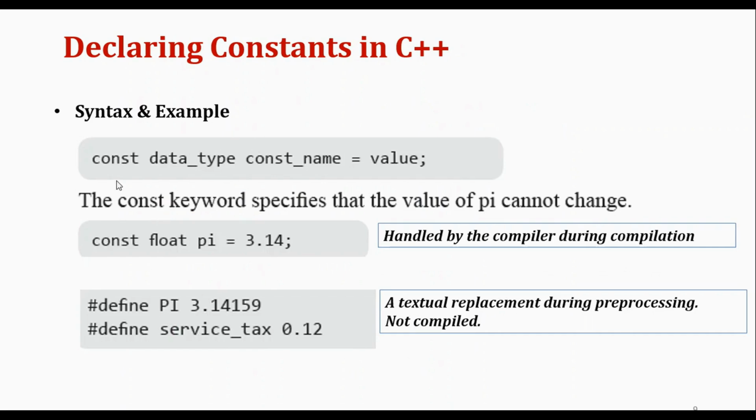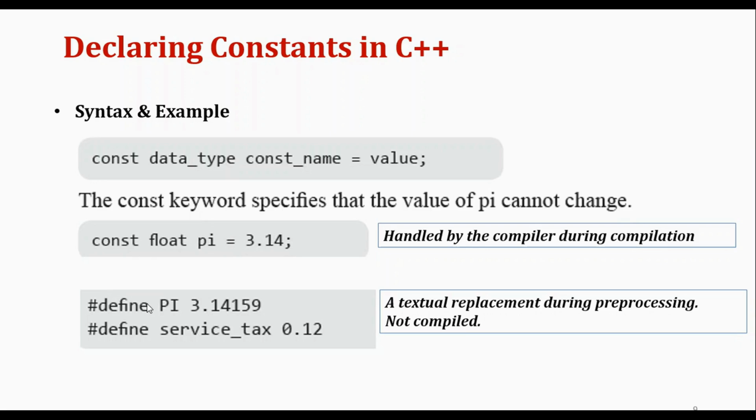So this is the common type. The syntax is the const keyword, data type, constant name, and value. The example is the const keyword, float is the data type, and pi is the constant whose value is 3.14. This statement will be compiled by the compiler. Then only does the pi identifier take the constant value of 3.14.